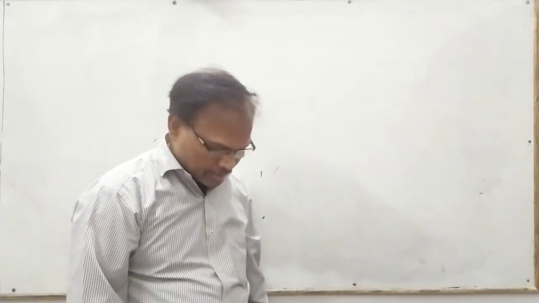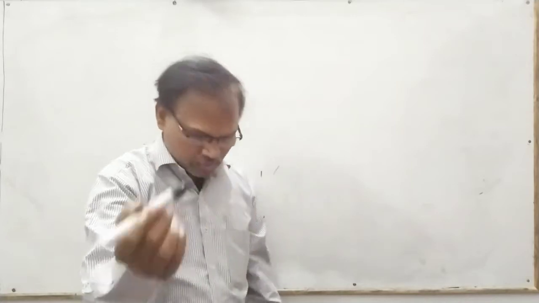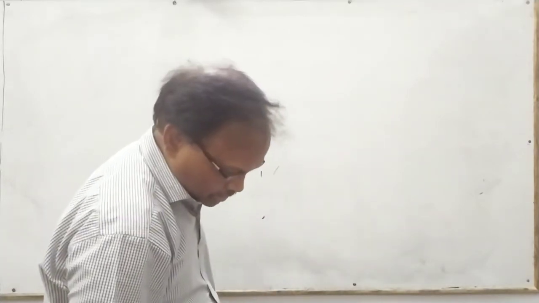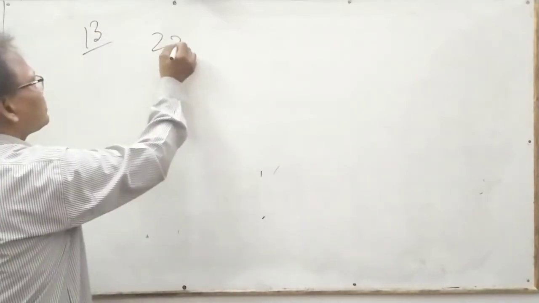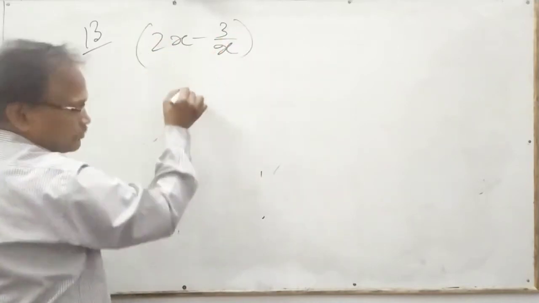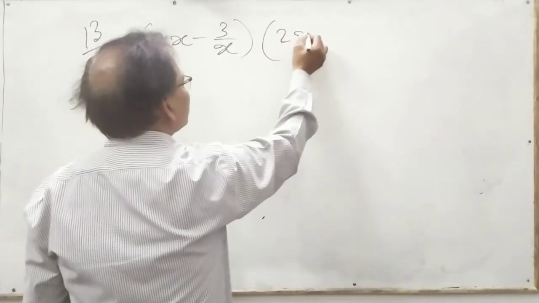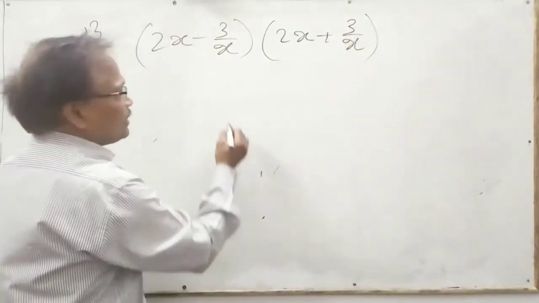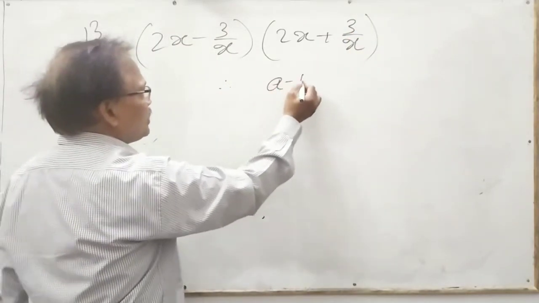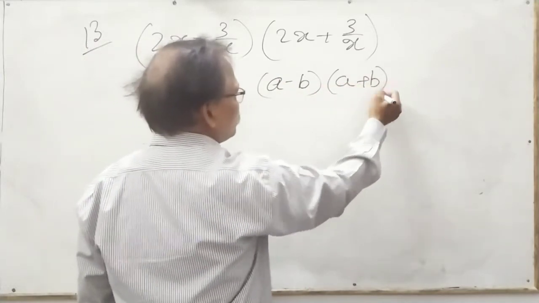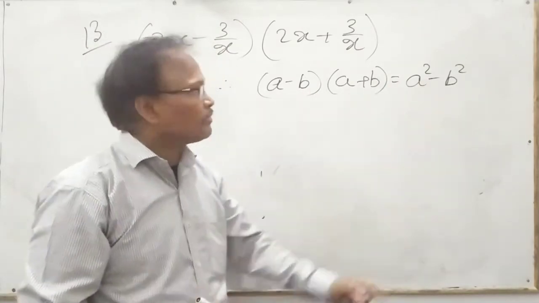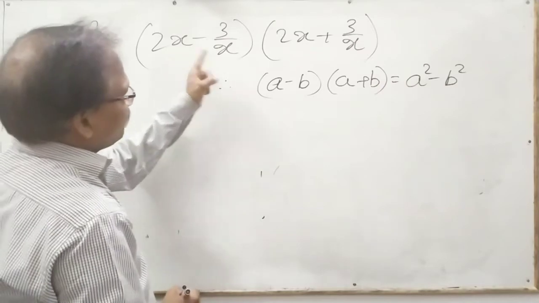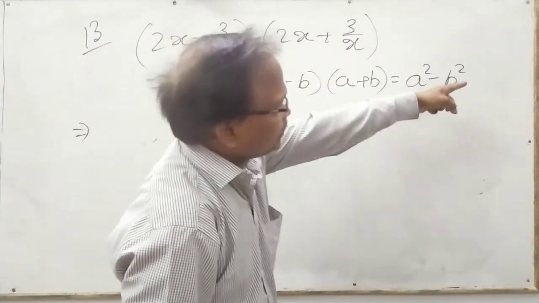Some more questions are there, but directly you can do one question, a square minus b square is equal to a plus b into a minus b. Question number 13 is there. 2x minus 3 by x into 2x plus 3 by x. As I told, a minus b into a plus b is equal to a square minus b square. Okay, this is the formula. Just I told. Means this is the form of the left hand side. You have to change into the right hand side.